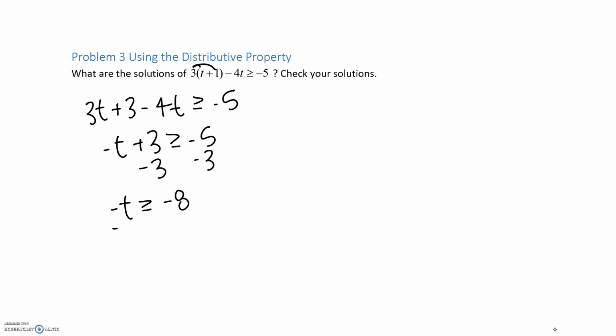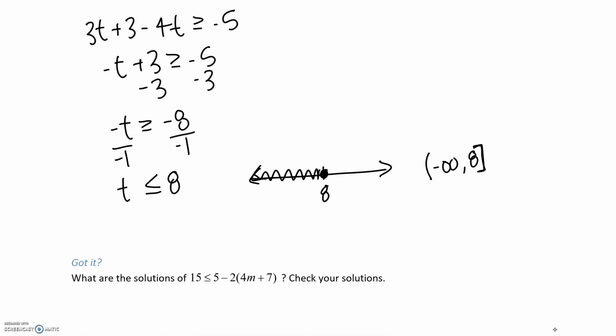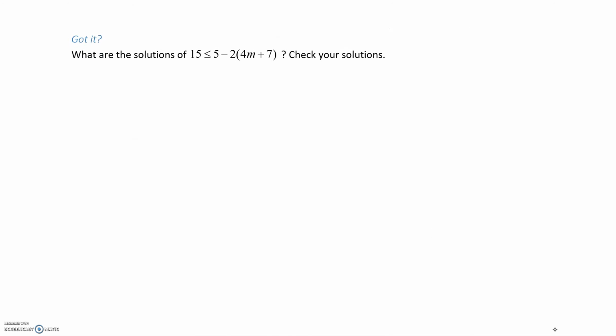When we have this negative t here, we are going to divide by negative 1 on both sides, which means we have to flip that sign. That gives us t is less than or equal to 8. On a number line, we would have a closed circle at 8, and we are shading to the left. And our function notation should be open parentheses, negative infinity, comma, 8, closed bracket. Okay. Try the next one by yourself.